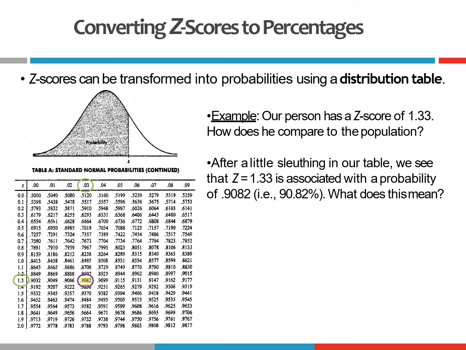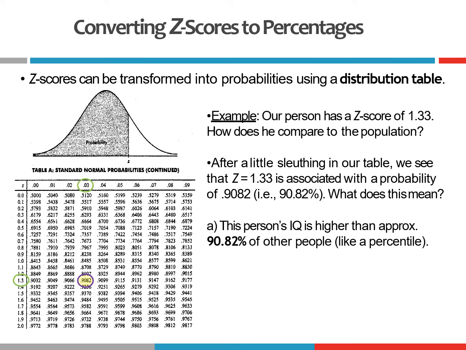And you're sort of going to match up both of them. Okay, so if we first find 1.3 and then we find 0.03 and our fingers kind of meet in the middle, we see that a z-score of 1.33 is associated with a probability of 0.9082. Right? Or if we multiply this probability by 100, we see that it's associated with a percentile or a percentage of 90.82%. Right?